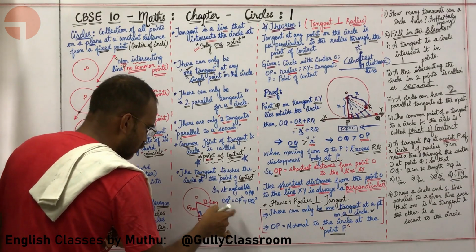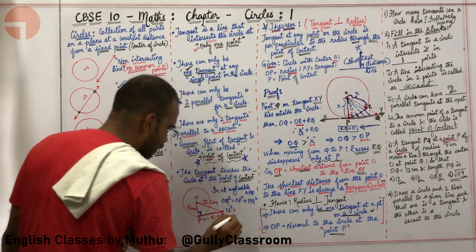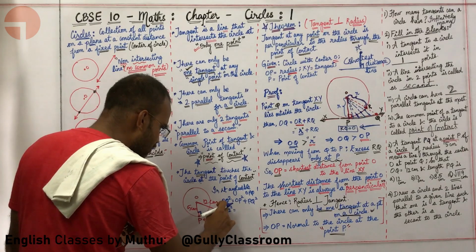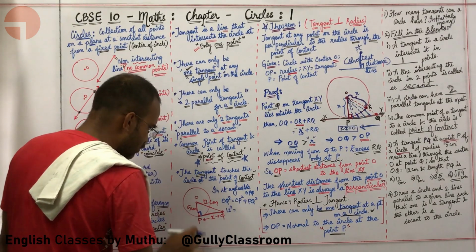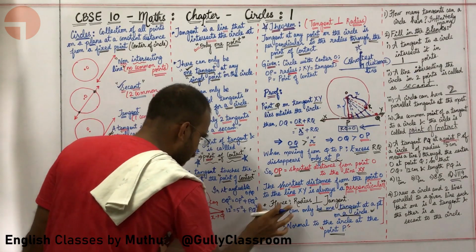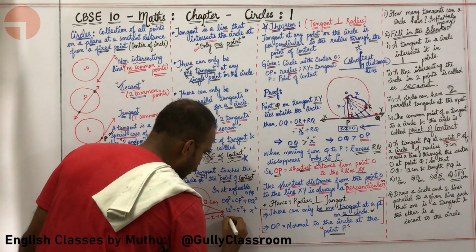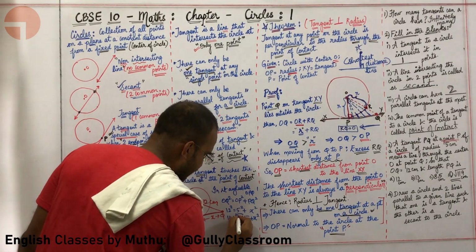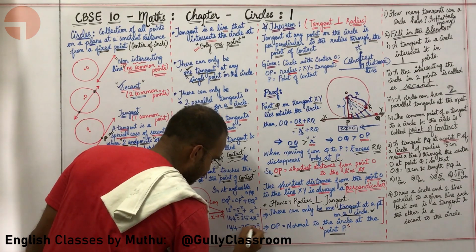Let me substitute all the known values. OQ is 12, so 12 square, which is equal to OP square. What is OP? OP is nothing but 5 square, plus PQ square. I need to find PQ. In fact, PQ is assumed as X, so I can write it as X square. So 12 square is 144, which is equal to 25 plus X square. I can take X square over here. So 144 minus 25 is equal to X square.